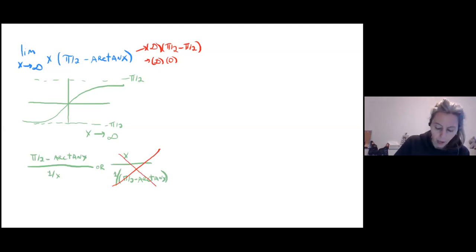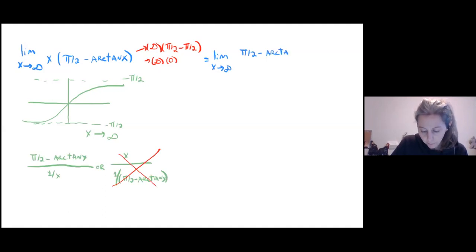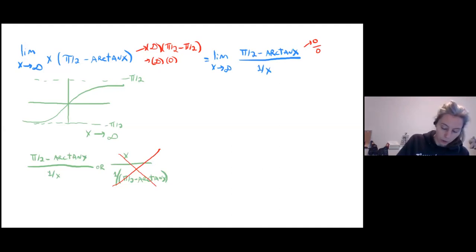to approach this problem. So we'll have the limit as x approaches infinity of pi over 2 minus arctan x all over 1 over x. And now when we plug in, we get 0 over 1 over infinity, which is 0. So I can apply L'Hopital's rule. So I get the limit as x approaches infinity.